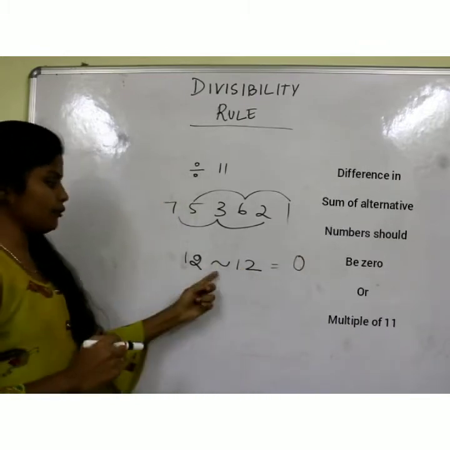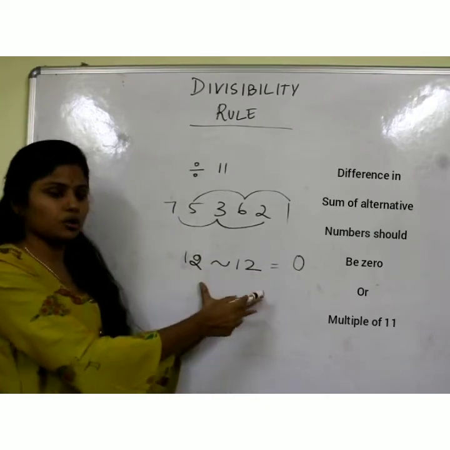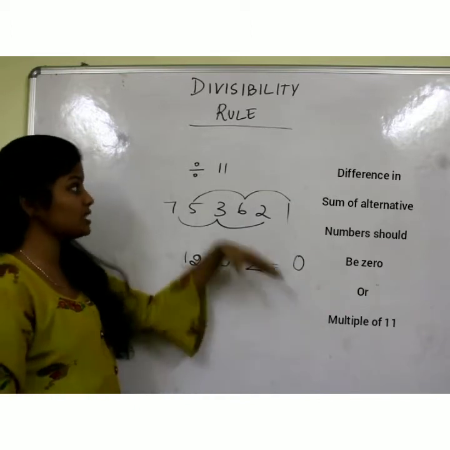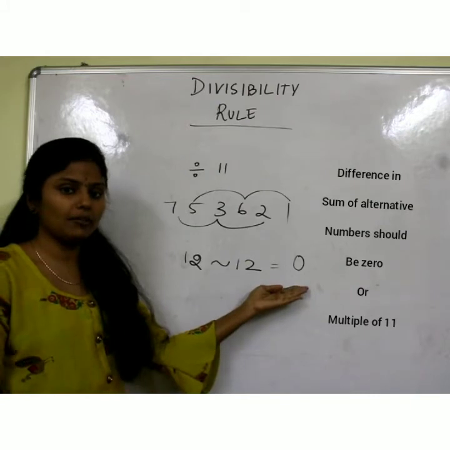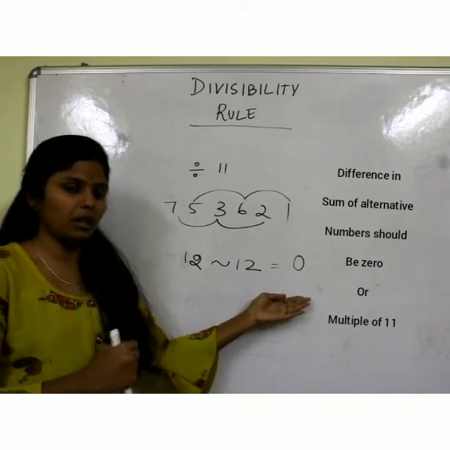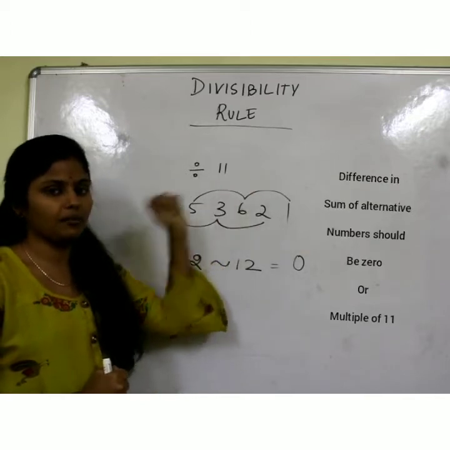So if the difference between the sum of the even positions and the odd positions is 0, then the number is divisible by 11. At times, you might get the difference to be 11, 22, 33 or any multiple of 11. In that case also, the number is divisible by 11.